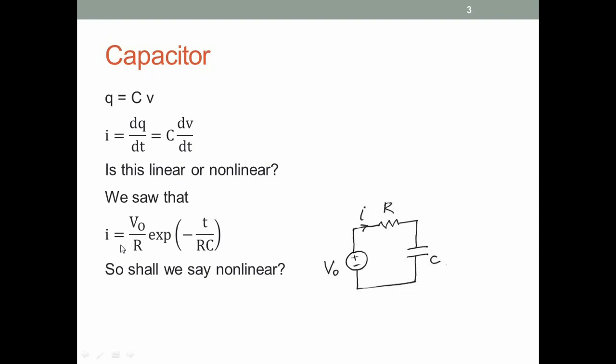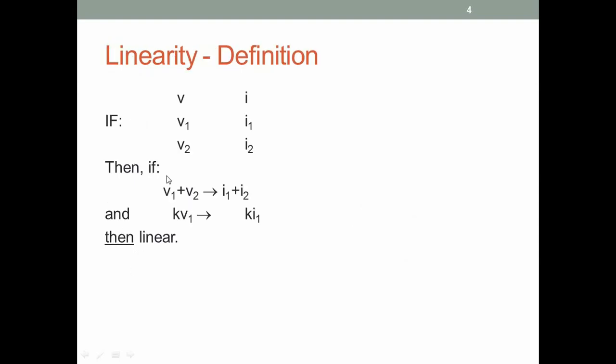we'll see. So in order to determine if any circuit element is linear or not, we need a mathematical definition of linearity. So here is a definition of linearity. Let us say we have some circuit element across which a voltage V exists and through which a current I flows, and in general the voltage and current are both functions of time.